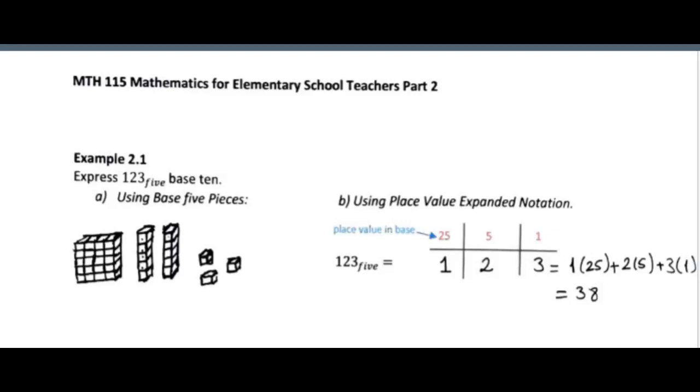Let's talk about the solutions for part two. We had a bunch of examples there, and I'm hoping that we all did all right. And then we are going to express 1, 2, 3 base 5 into base 10.